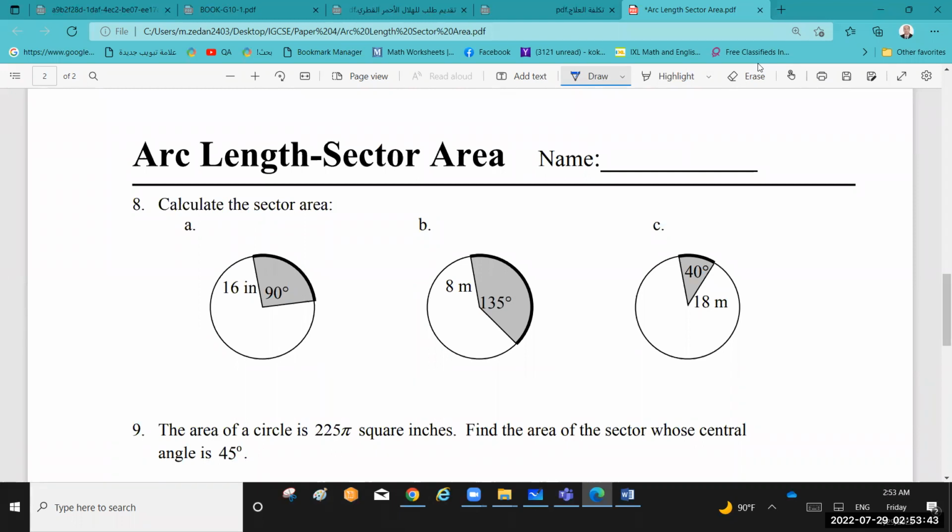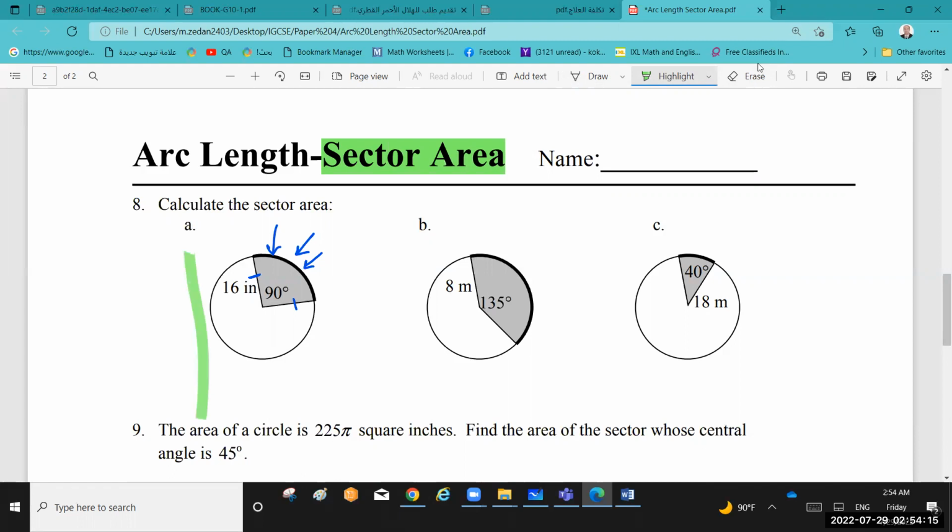How can you find the area of the sector? The sector area, or simply the circular sector, or simply sector, is a region or part of the area of a circle, bounded by two radii and an arc. This part of the circle is called a circular sector, or simply a sector. How can you find it? It is the same way.